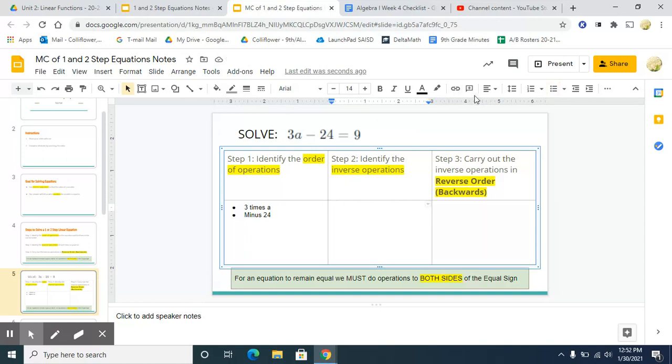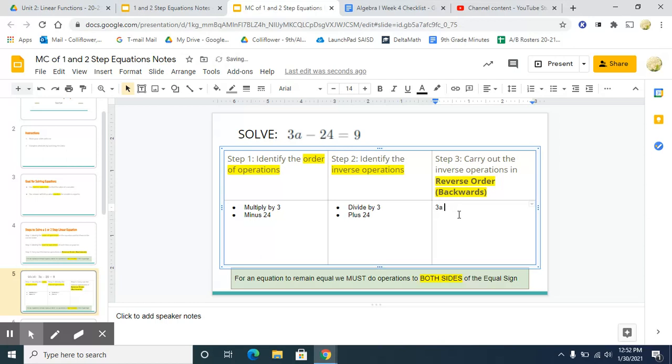Now let's identify the inverse operations. Well, the opposite of, let's actually go back and call this multiply by 3. So the inverse operations would be to divide by 3, because division is the opposite of multiplication. And then the opposite of minus 24 would be to do plus 24 or add 24. So we're going to carry out these inverse operations, but we're going to do them backwards. I'm not going to do divide first, I'm going to do plus first. So let's look at that.